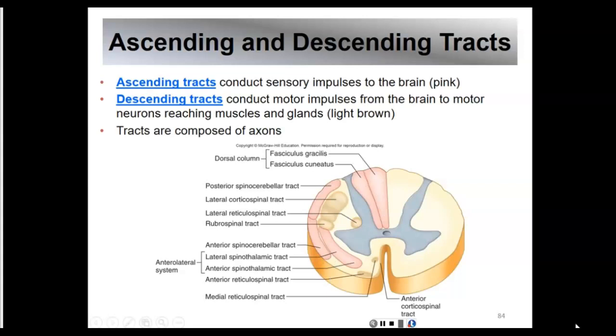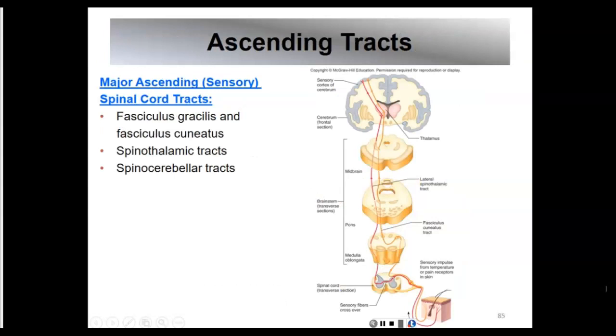There's a bunch of names here. We're going to go through some of them. So let's look at the major ascending sensory spinal tracts. One way you can kind of tell whether it's sensory or motor is by its name. The first one is a little difficult, but the second two bullet points, you can see the word spine in them. That's its starting point. It's starting at the spine, and then it's going to either the thalamus or the cerebellum. So that should tell you it's going from the spine up, so it has to be sensory.